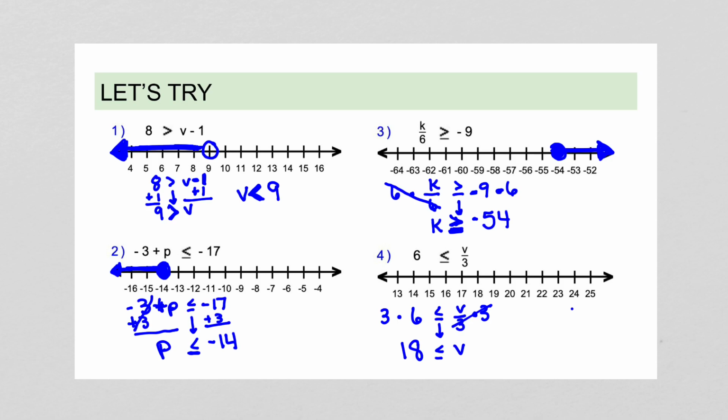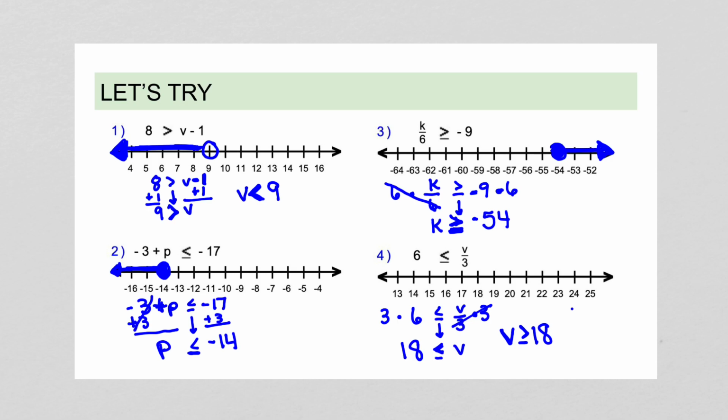But just to make it easier for me to graph, I'm going to go ahead and flip that around. So v, I see that it's pointing away from the v, so I'm going to keep it pointing away from the v. V is greater than or equal to 18. And that makes sense because if 18 is less than it, then we know it's bigger than that.